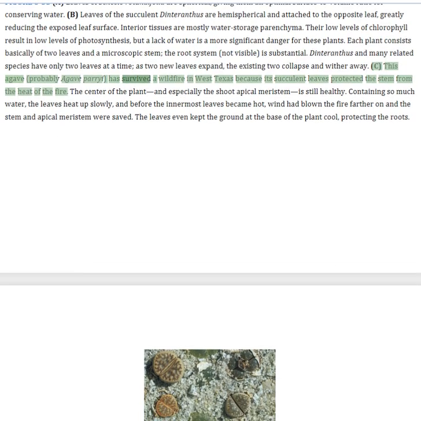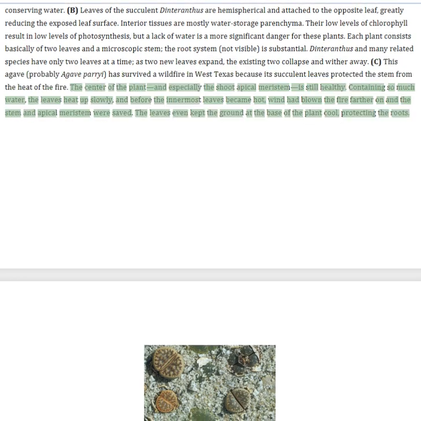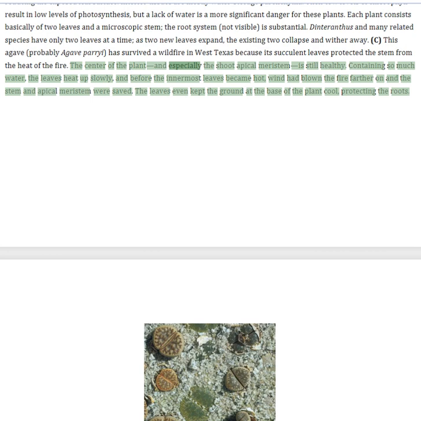This agave has survived a wildfire in West Texas because its succulent leaves protected the stem from the heat of the fire. The center of the plant, and especially the shoot apical meristem, is still healthy. Containing so much water, the leaves heat up slowly, and before the innermost leaves became hot, wind had blown the fire farther on and the stem and apical meristem were saved. The leaves even kept the ground at the base of the plant cool, protecting the roots.